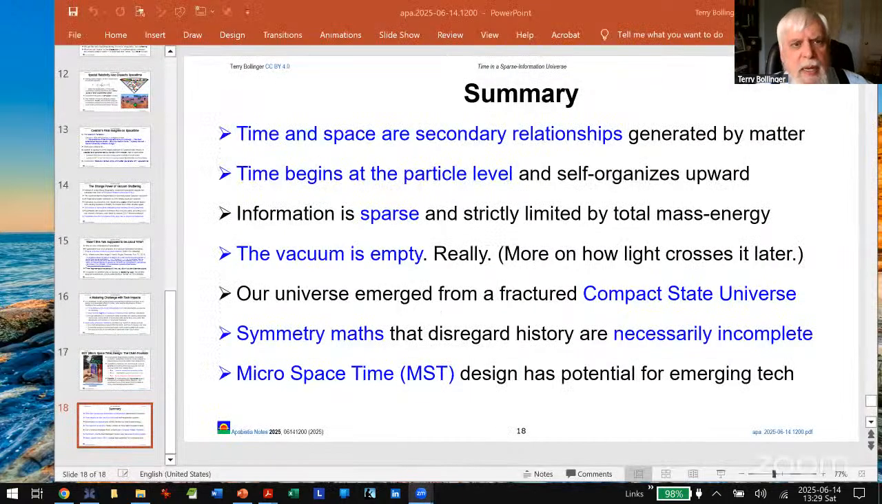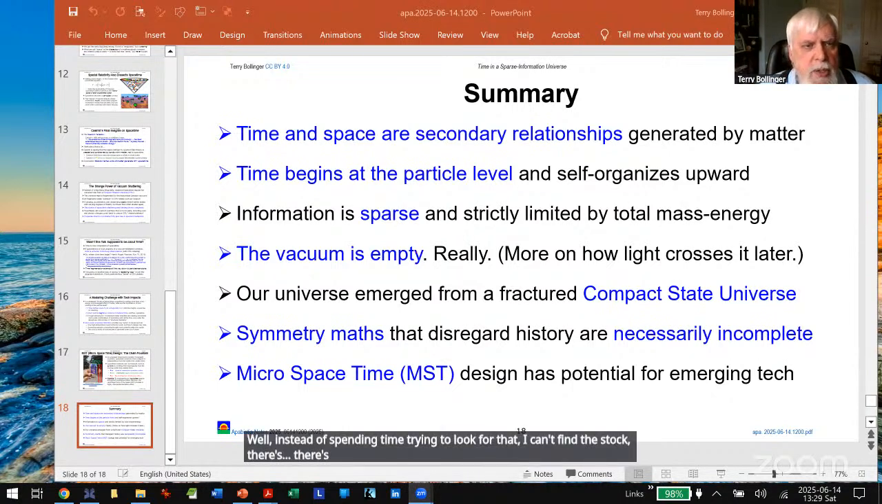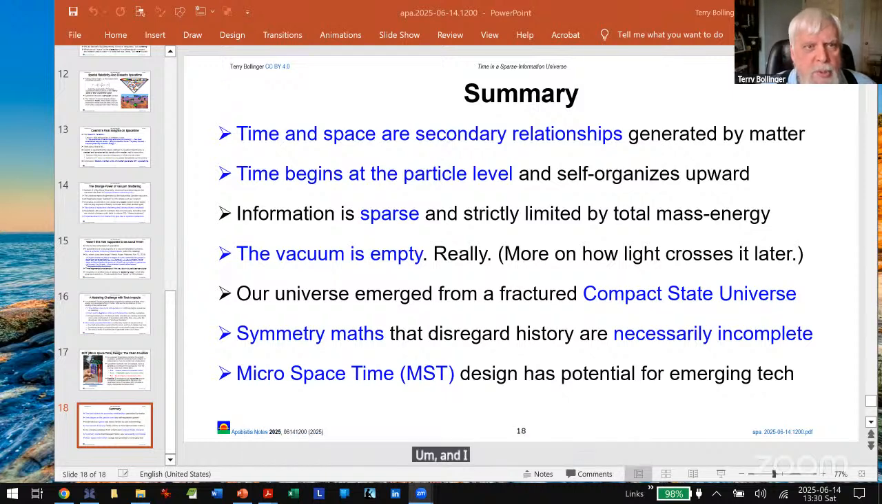Well, instead of spending time trying to look for that, I can't find the slide. There's an earlier presentation, actually from several years ago, called "Quantizing on Quantizing General Relativity." It's at my Apobistia notes site. And I think that is just an incredibly interesting question.